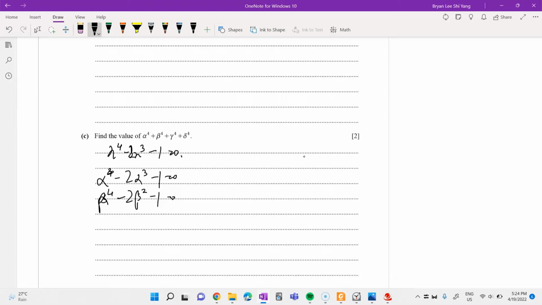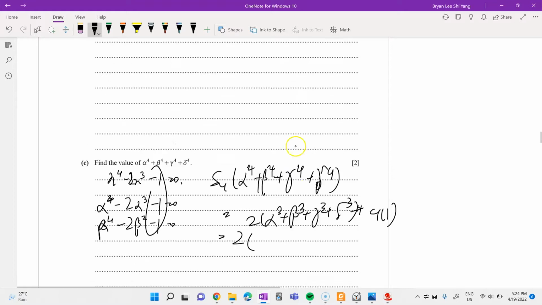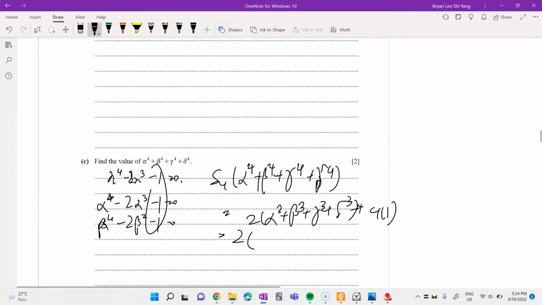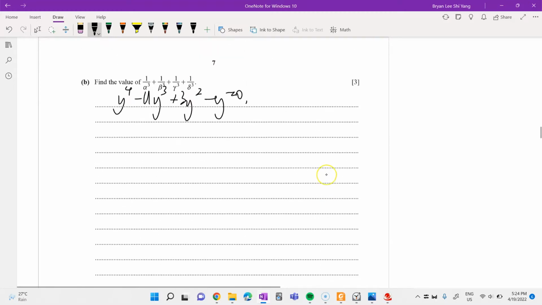I could basically say S4, which is alpha to the 4th plus beta to the 4th plus gamma 4th plus delta 4th, is equal to 2 (alpha cubed plus beta cubed plus gamma cubed plus delta cubed) plus 4 times 1, because I'm adding 4 of these together, which is equal to 2 times 11 plus 4, which is equal to 26. So this is how you do C, but then I'm missing this one last part.